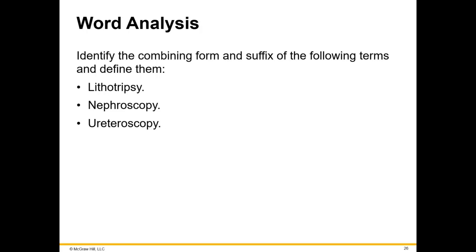All right, identify combining form and suffix of the following terms. So we have lithotripsy. What do you think we're doing there? We kind of talked about this one already. Crushing of the stones. You nailed it. Nephroscopy. Anybody guess what nephroscopy might be? Scopy means we're doing something with the Y, right? That Y ending tells us we're doing something. What are we doing something? We're viewing. We're looking at something. Right, we're viewing the kidney. What about ureteroscopy? Exactly, with a scope. Very good. Ureteroscopy. What are we looking at?